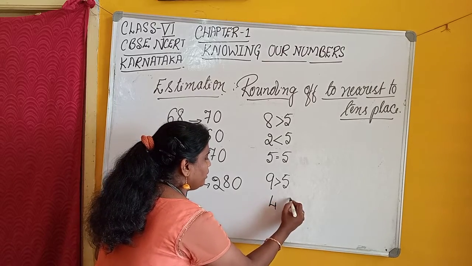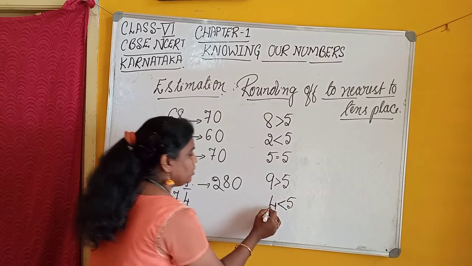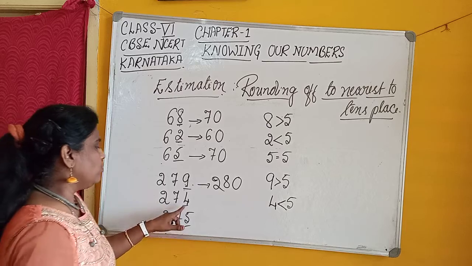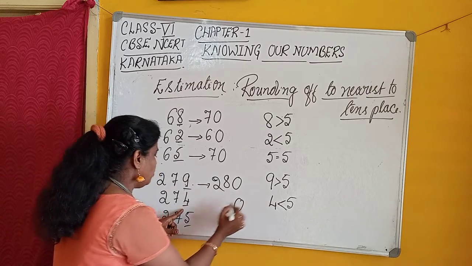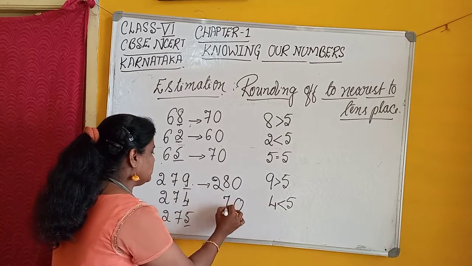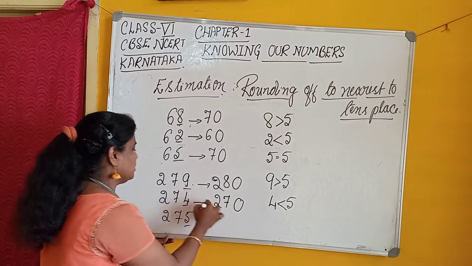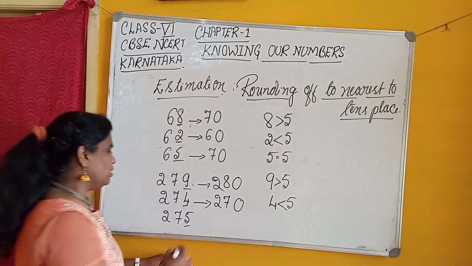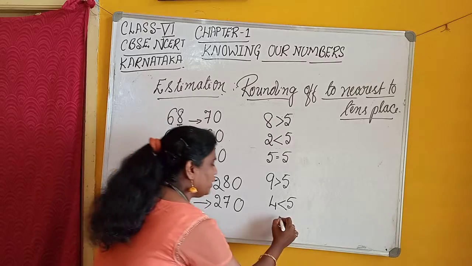4 is comparing to 5. Here we came to know that 4 is less than 5. Therefore, here this place will become 0 and 7 is written as it is and 2 is also written as it is. Okay, and here 5 is comparing to 5.